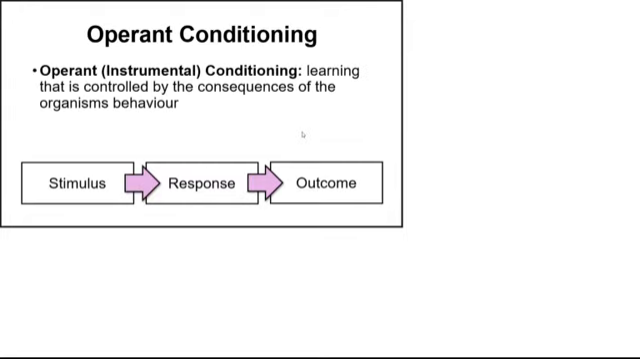But starting off, let's go with our base definition. Operant conditioning is learning that is controlled by the consequences of an organism's behavior. So we're going to see a lot of this stimulus, response, outcome idea. We have an original stimulus, something in our environment that tells us that we could make a particular response. Then we have the response or the behavior that we will perform. And then that behavior is going to lead to some kind of outcome. Maybe something good happens, maybe something bad happens. And we're going to talk about what we learn based on all of these different aspects.